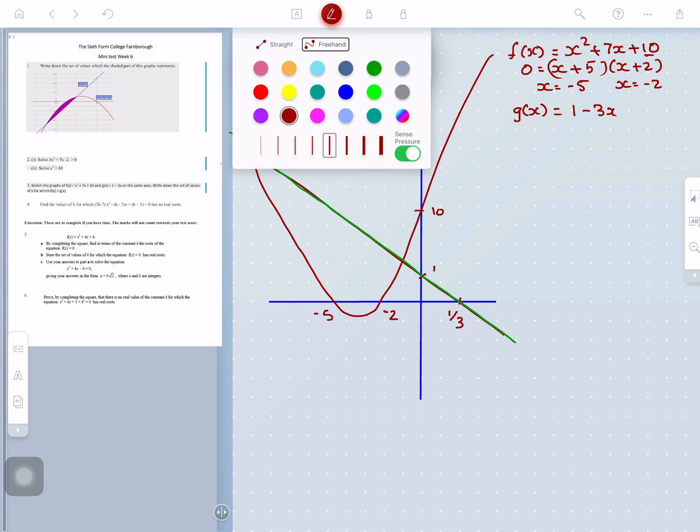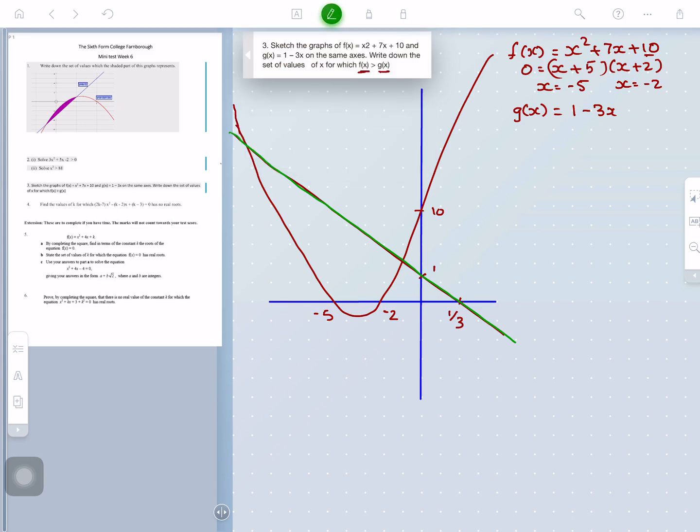That means we need the x values for which the curve, the quadratic, is above the linear, the g of x. Okay, so we want those values of x. To work that out, we need the x value of the points of intersection, these two. So that means we need to do simultaneous equations.